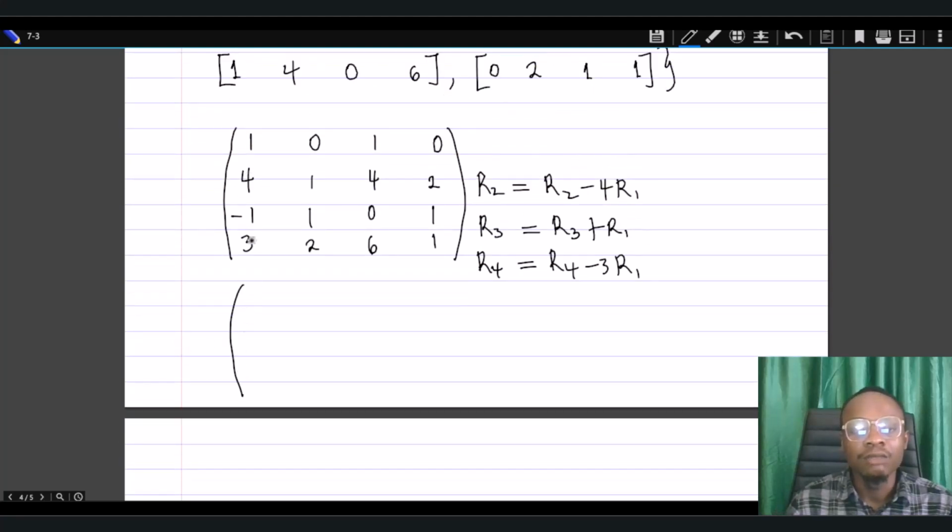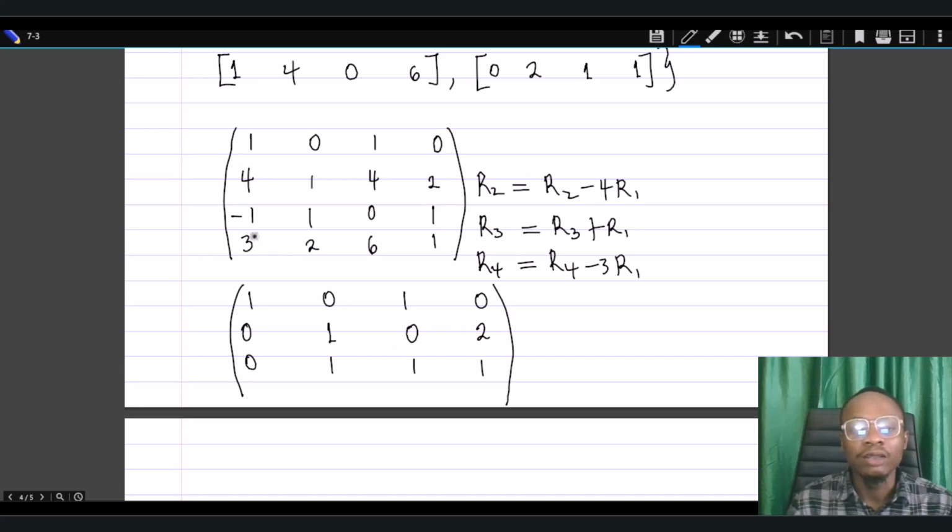The first row is 1, 0, 1, 0. Then the second row, 4 minus 4, that is 0. 1 minus 0, that is 1. 4 minus 4, that is 0. Then 2 minus 0, that is 2. Then on the next one, R1 plus R3, this is 0. 1 plus 0, this is 1. And then 0 plus 1, this is 1. 1 plus 0, this is 1.